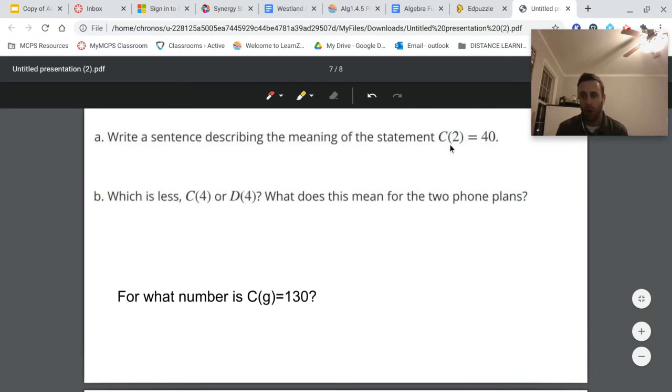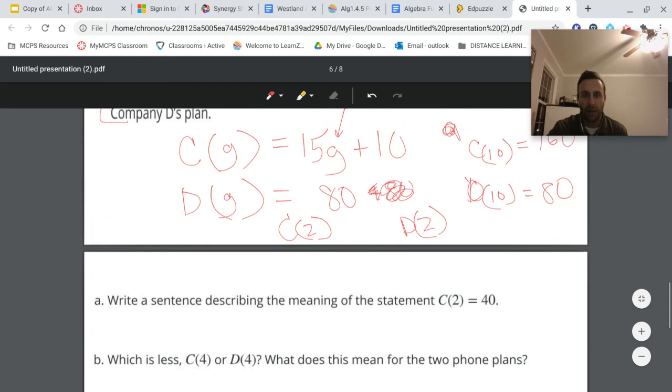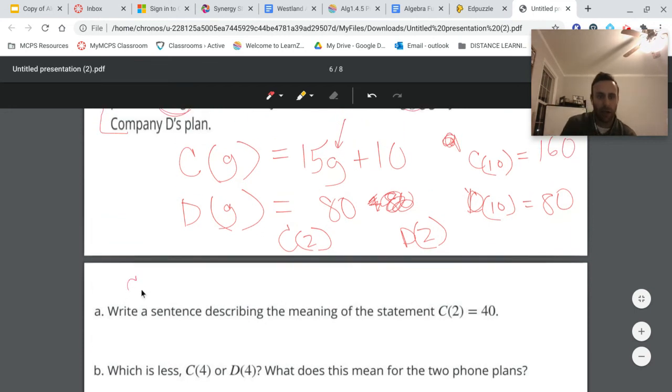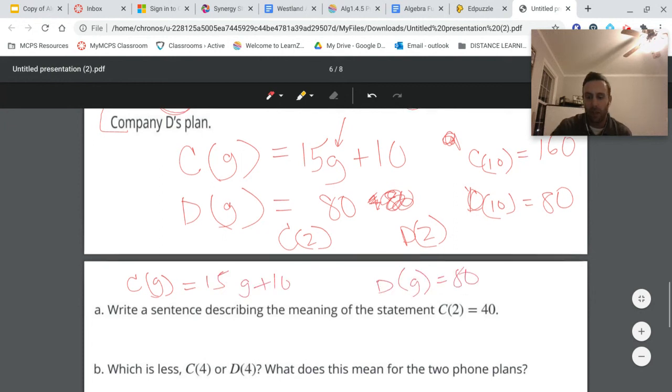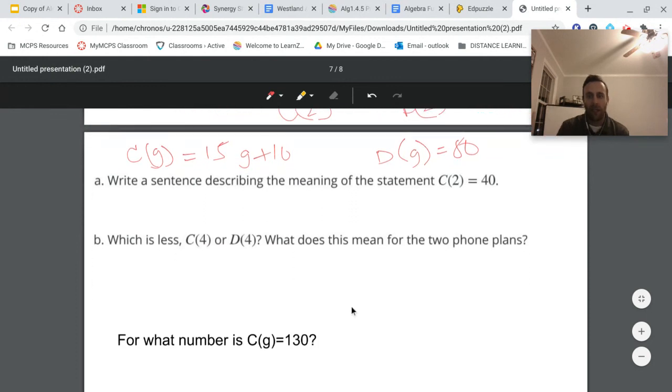So hopefully you paused it, answered all 3 questions, and it's based on the thing we said above. Remember, I'll put it up over here actually so that you can see it. 15G plus 10, and then D of G is 80. Okay, so write a sentence describing the meaning of the statement. So this statement would mean that at 2 gigabytes, it cost company C $40.